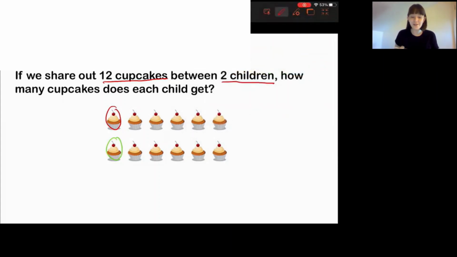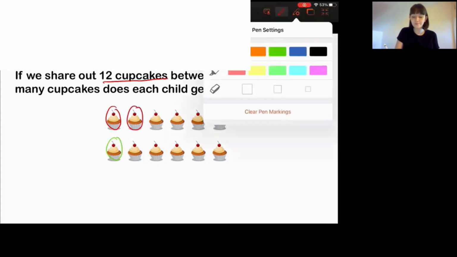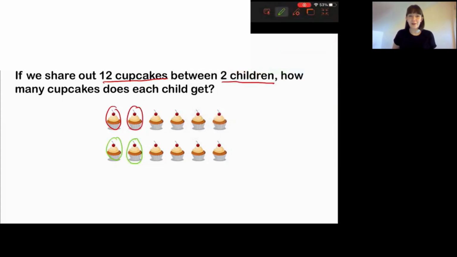Now I'm going to keep sharing out my cupcakes between group 1 and group 2, making sure I put one in group 1 and one in group 2. We're sharing them equally because when we divide, we need to make sure we are sharing equally, okay? Division only works when we have the same number in every group, so we need to work out what that number is. So if I keep going, we're going to have one in group 1 and one in group 2. One in group 1, one in group 2. So we keep doing this with all of our cupcakes. One in group 1, one in group 2.